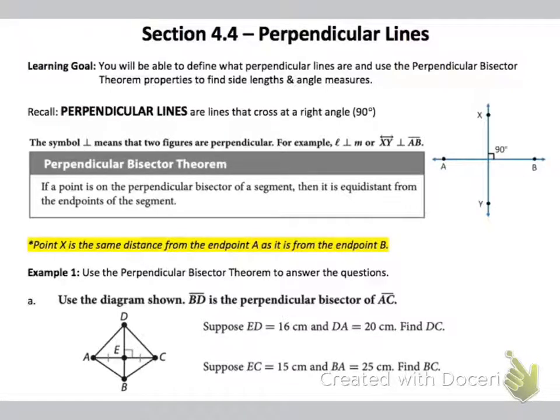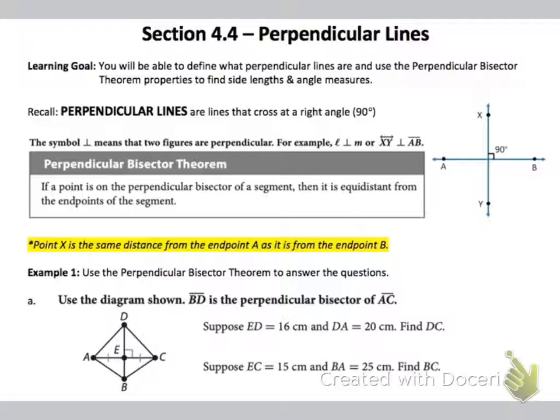It's Mrs. Brunk again. And I think we've probably spent enough time talking about parallel lines in this unit that we've been studying. And I think it's time to talk about another special pair of lines, and that's perpendicular lines.